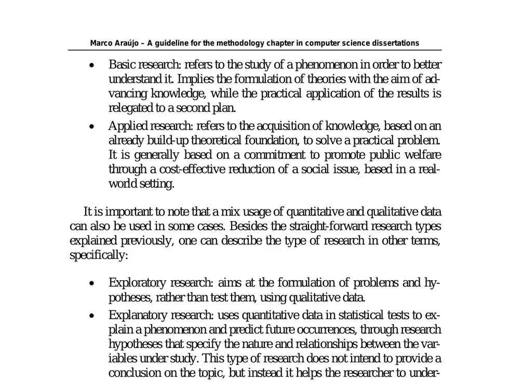Research in computer science can be categorized into basic and applied research. Basic research focuses on understanding a phenomenon to advance knowledge, whereas applied research aims to solve a practical problem based on an existing theoretical foundation. A mix of quantitative and qualitative data can also be used in some cases.